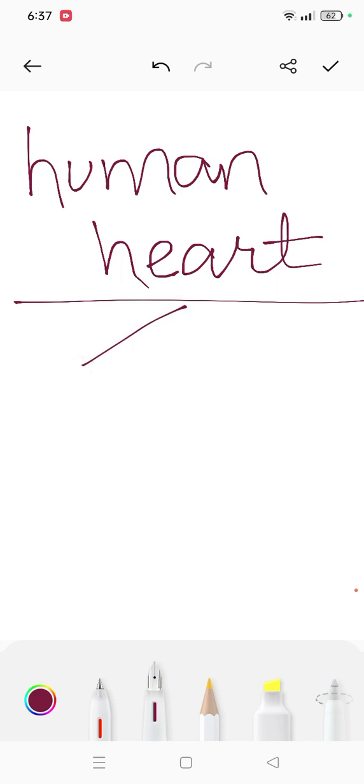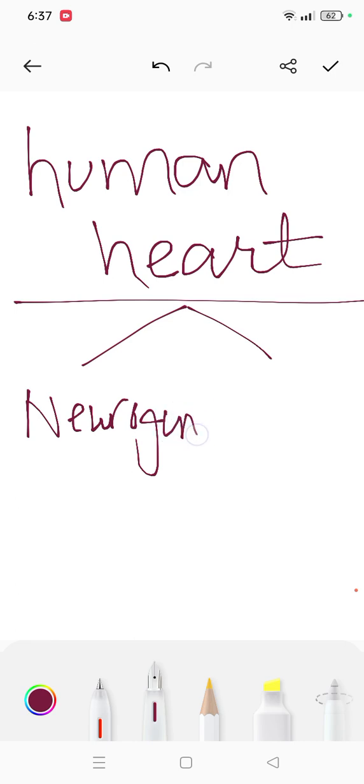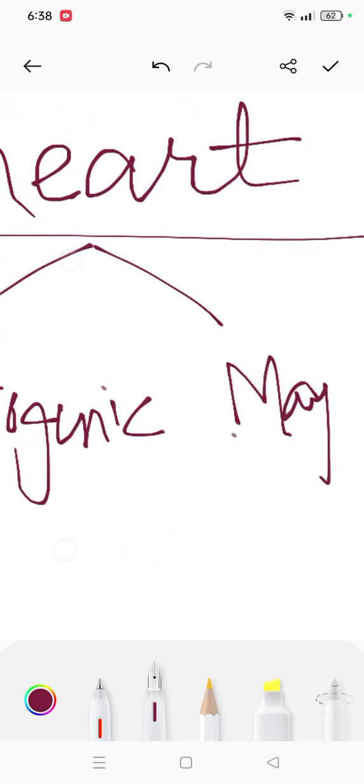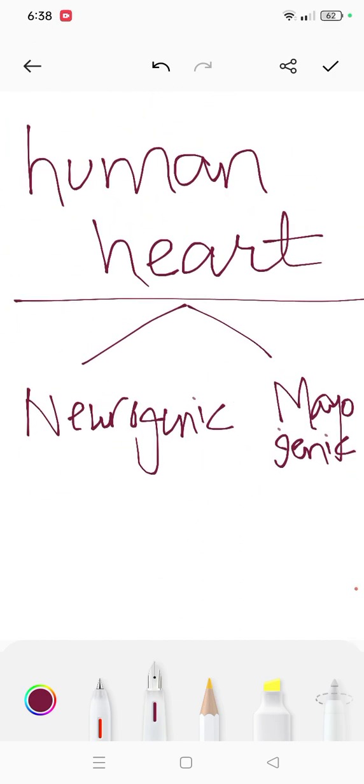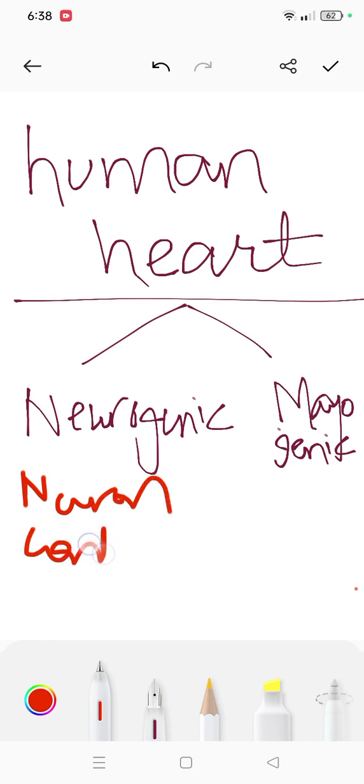The heart is divided into two parts, neurogenic and myogenic. Not even divided, these two are the basic terms: neurogenic, and second is myogenic. What are these? Neurogenic means they do their work when they get the signal from a neuron, when the neuron contracts. They are called neurogenic, which works on the neurons, getting signals from them, and then the heart will work.